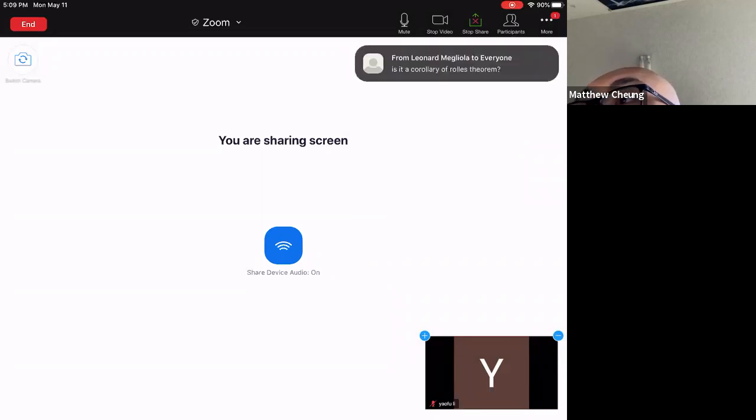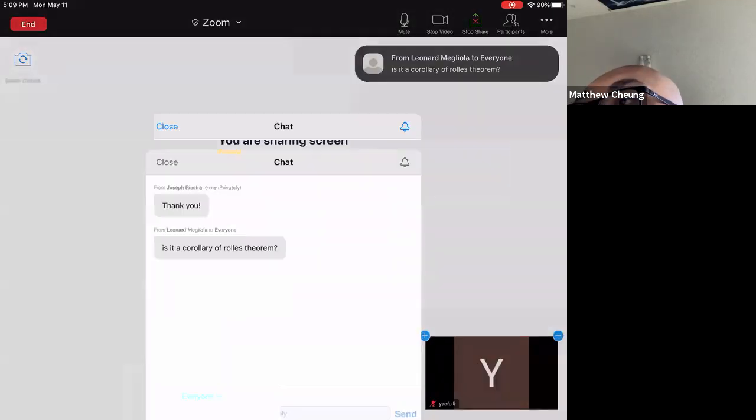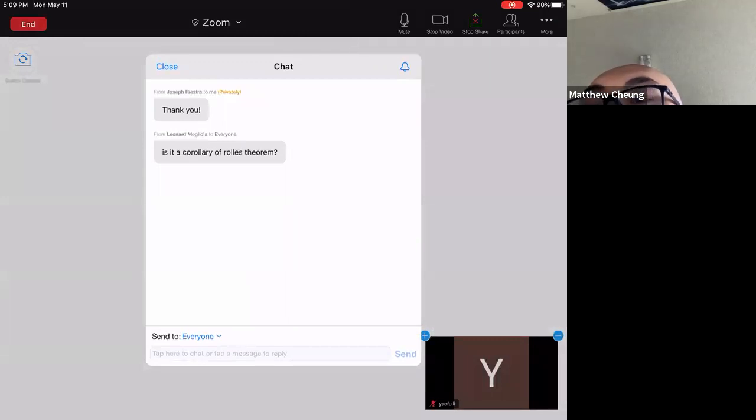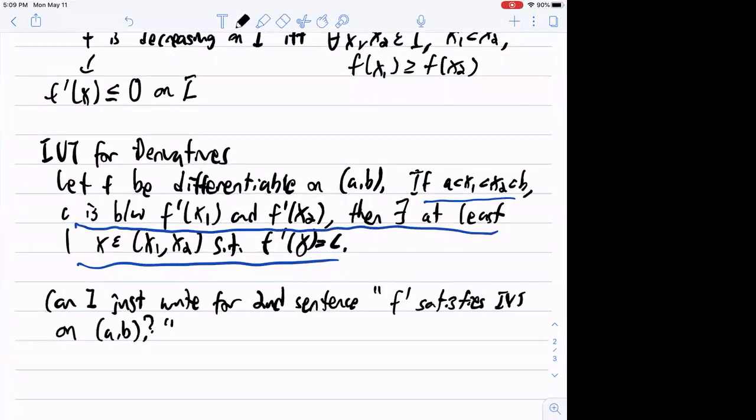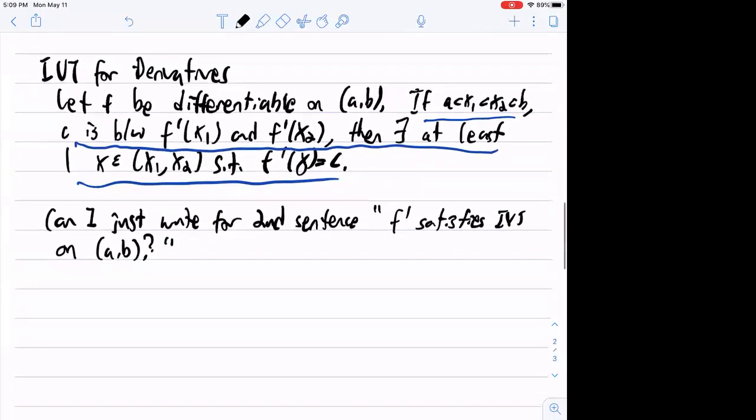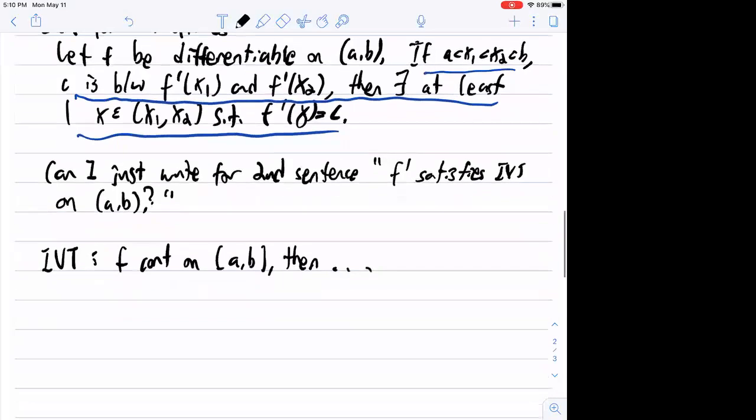Okay, IVT is not a corollary of Rolle's theorem, but I don't think that's the question. The point is, remember, IVT says what? f continuous on [a,b], then blah blah blah, the IVT statement. So if I wrote f prime satisfies IVT, I would be saying f prime is continuous, right? But f prime need not be continuous.